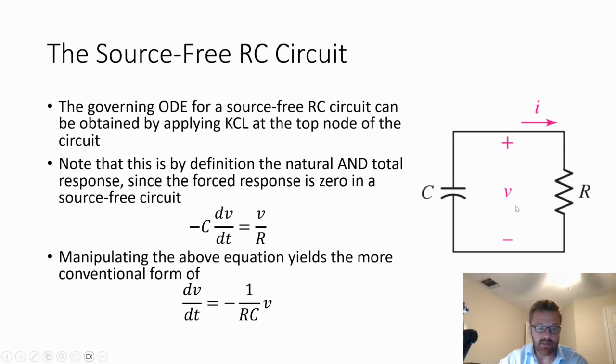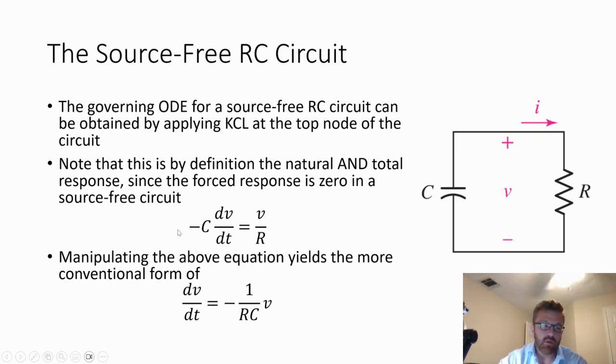So it follows our passive sign convention. So that's just going to be actually V divided by R. So that's the equation on the right side for the current coming out. And then for the current coming in, of course, that's going to be the current coming off the capacitor. Notice that relative to this voltage convention, it's actually going from low to high. So that's why the negative is there.